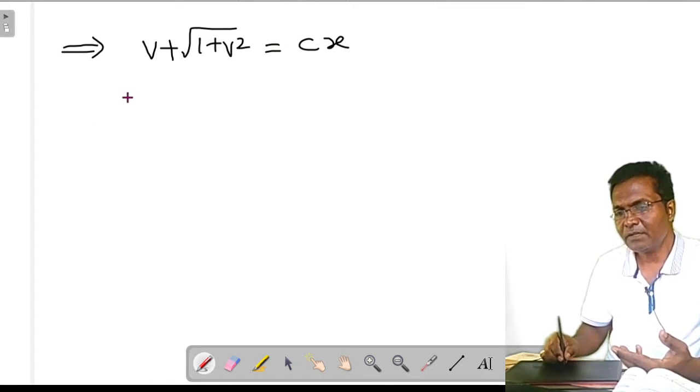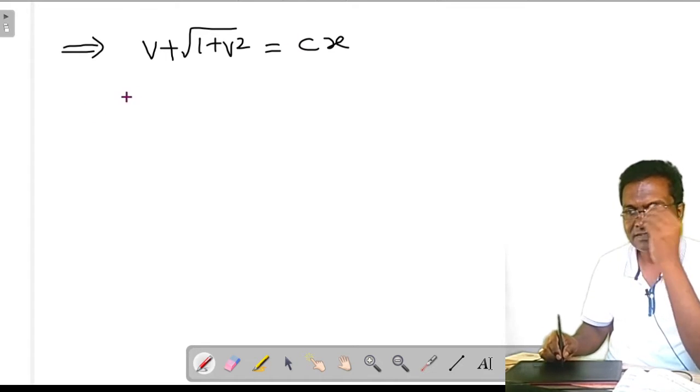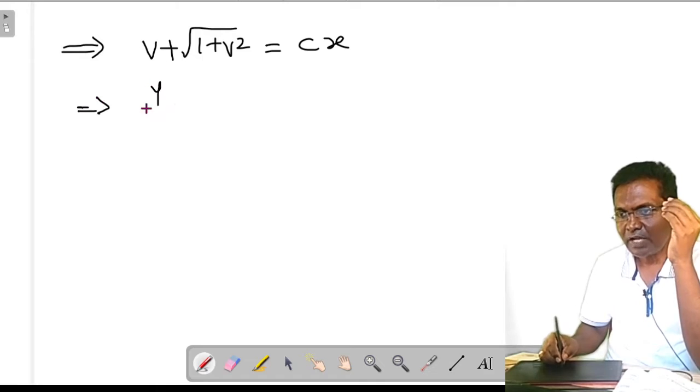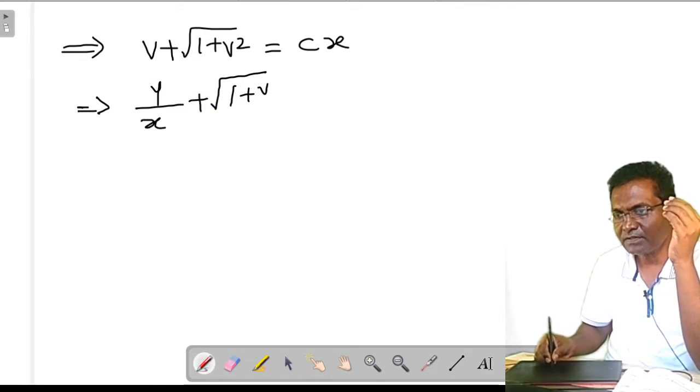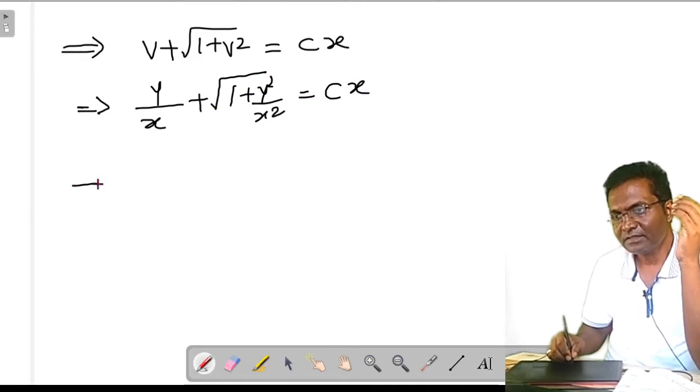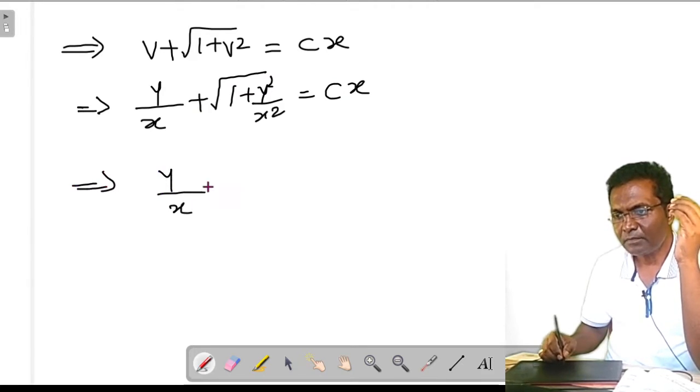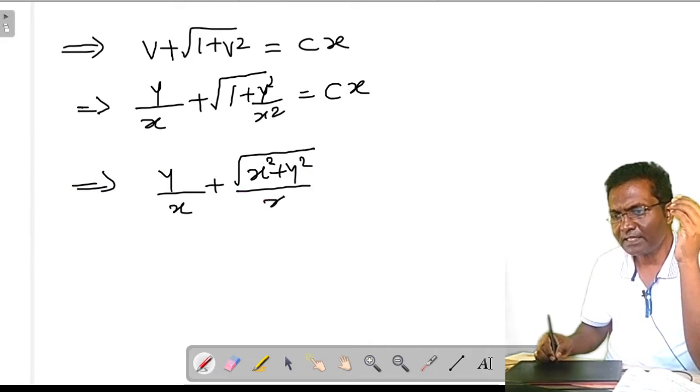Okay. Now replace v is equal to y by x. So y by x plus square root of 1 plus y squared by x squared is equal to cx. Further, y by x plus, take LCM, this is x squared plus y squared, under root x squared means you will get x out here. This is equal to cx.